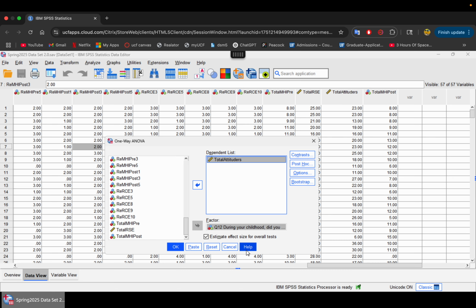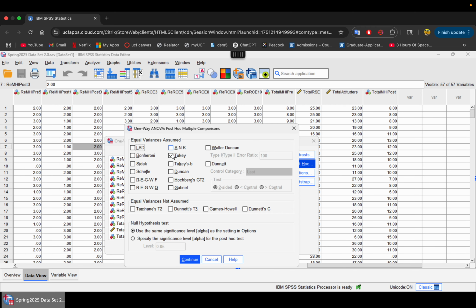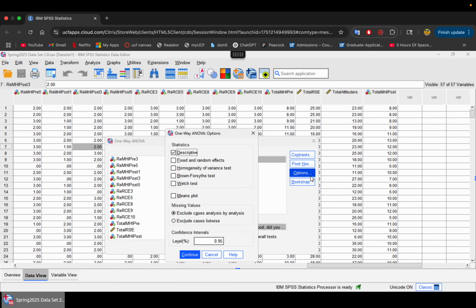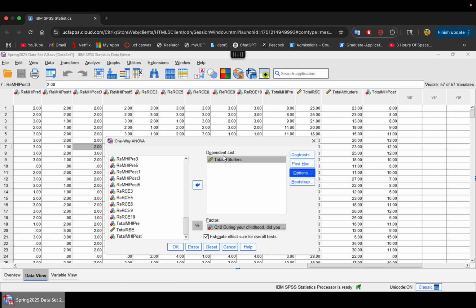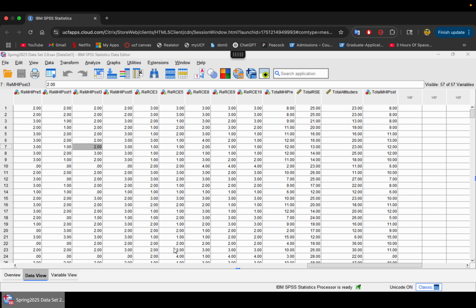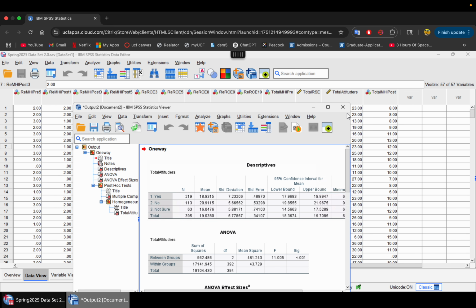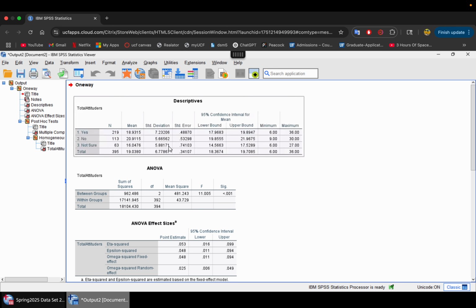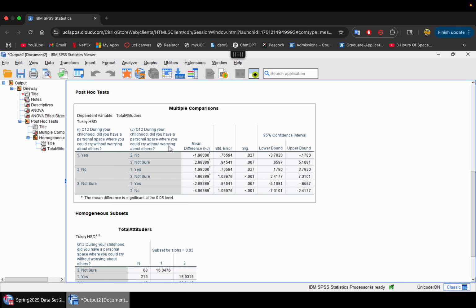So once we're here, we're going to go to post hoc. We're going to select Tukey and then click continue. And then we're going to go to options and then click descriptive. And then all of this is all right. And then once we're here, we're going to click OK. And then it's going to bring you to this screen right here.